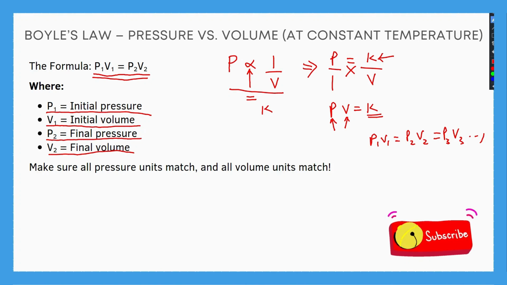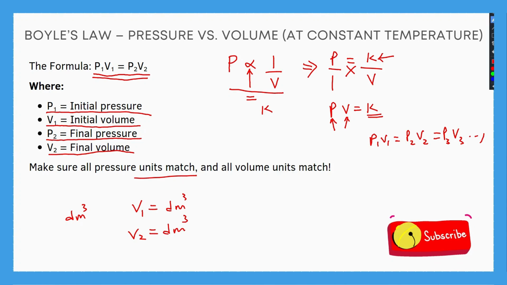Now, here is something you need to take note of, which is very important. You have to make sure that when dealing with gas laws, all the units match. So if you're measuring volume in, let's say, dm³, it means V1 must be in dm³ and V2 must also be in dm³. If you're measuring pressure, let's say in kilopascals, kPa, it means your P1 must be in kilopascals and your P2 must also be in kilopascals.